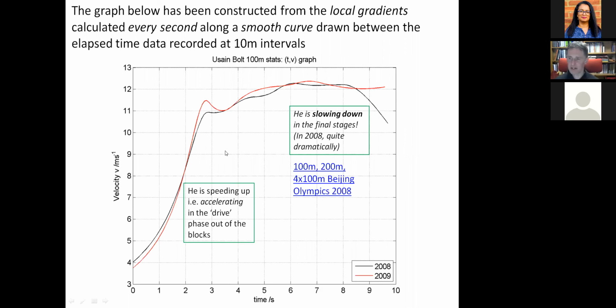So what do we have? The gradient of that will give us acceleration, which we'll look at shortly, and the area under this will give us displacement.